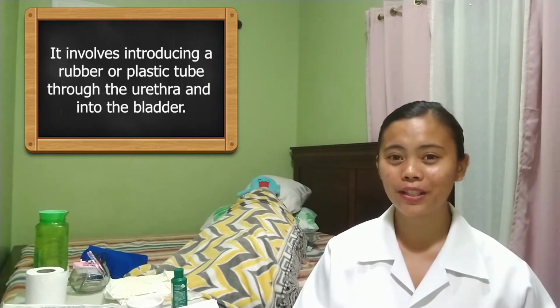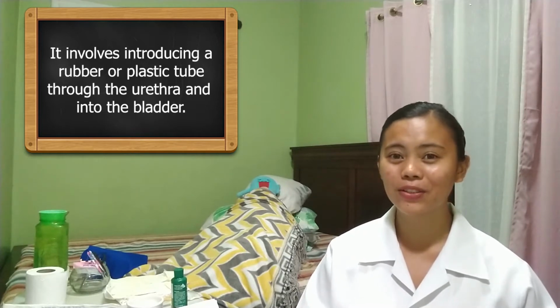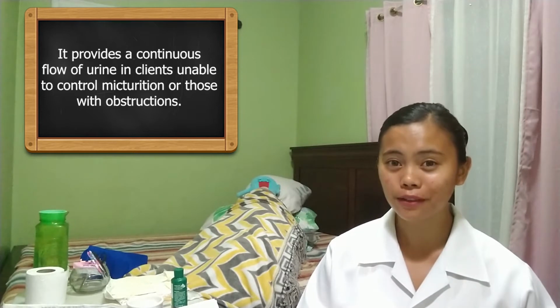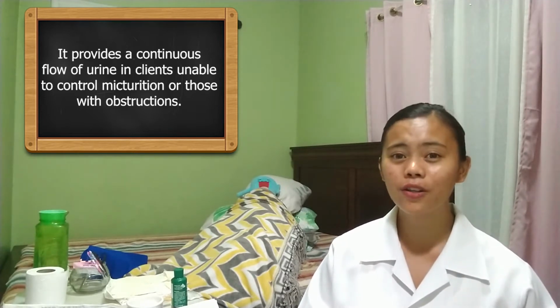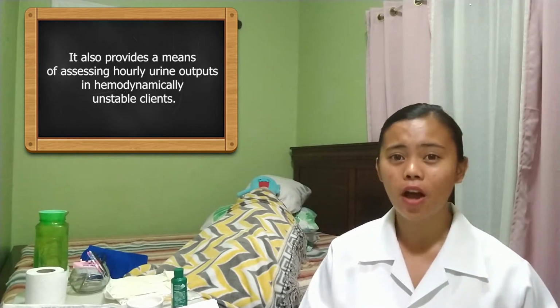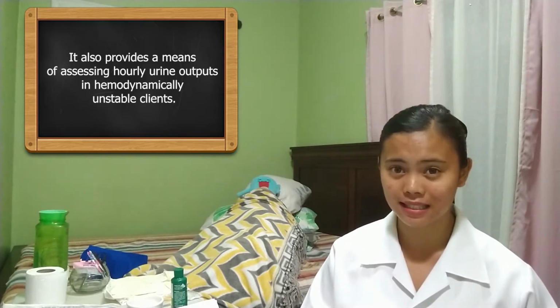Catheterization of the bladder involves introducing a rubber or plastic tube in the bladder through the urethra. The catheter provides a continuous urine flow for patients who are unable to control micturition or those with obstruction. This process also provides a means of assessing the hourly urine output for patients that are hemodynamically unstable.